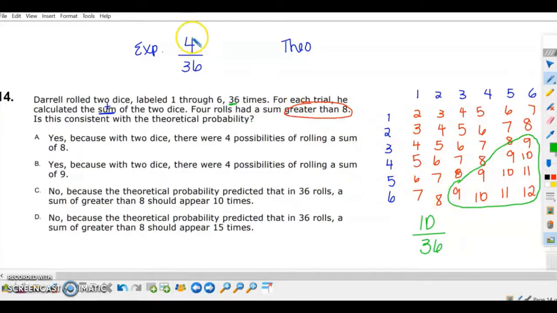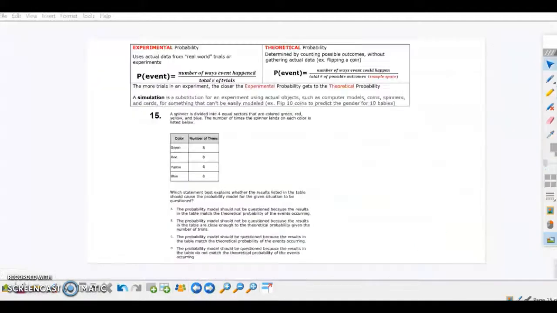All right, so he got a sum greater than 8 4 times, but theoretically the probability is 10 out of 36. So which one of these would be the answer? The answer for this one would be C, because theoretically it should be closer to 10 times that you would get a sum greater than 8, but experimentally it was 4 times that it happened.